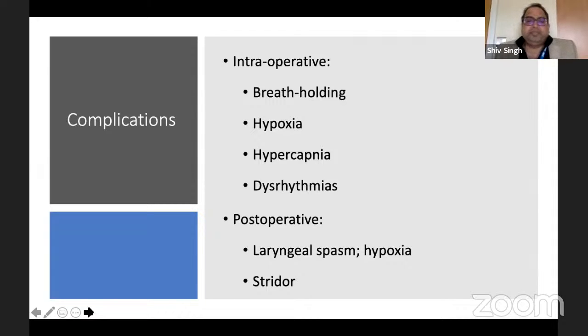And in the postoperative period, there can be risk of laryngospasm, and hypoxia can happen because of the edema, because the child's airway is a little bit more prone to it. Children are susceptible to laryngospasm anyway. Stridor again, so these complications should be kept in mind.